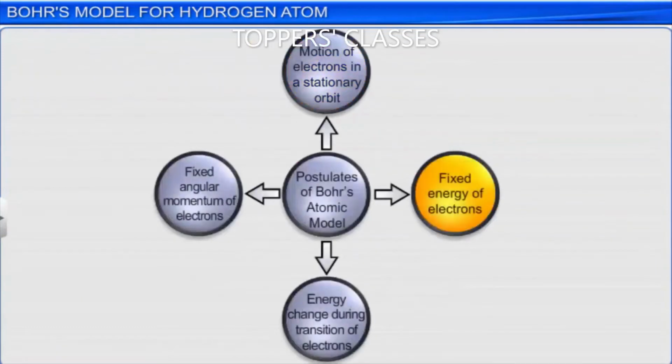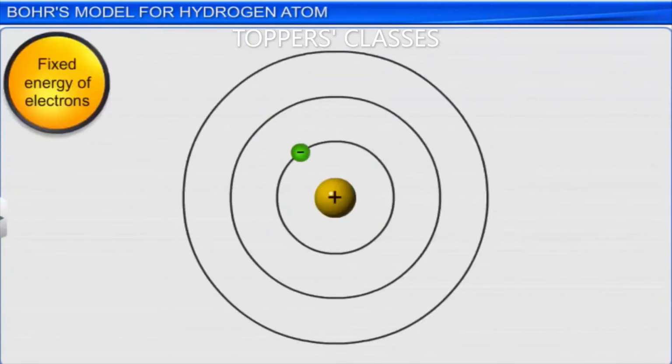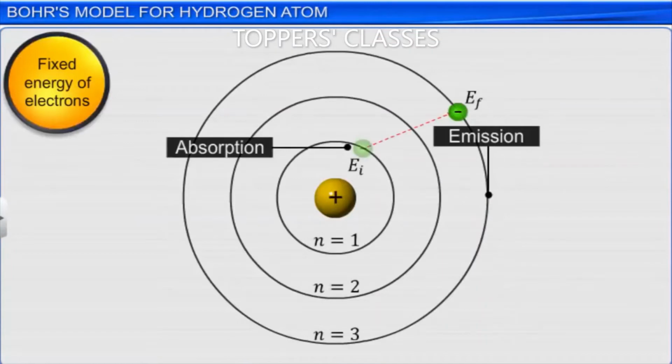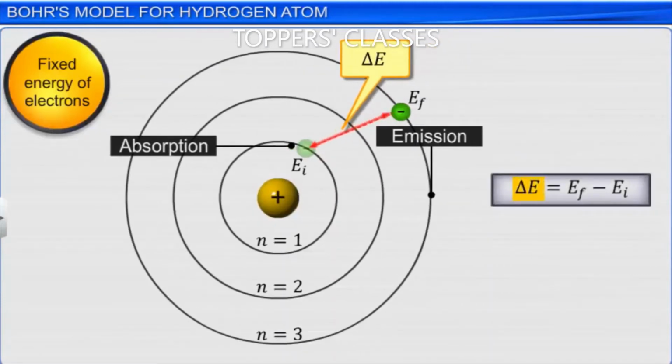According to the second postulate, the energy of an electron in the orbit remains constant until the electron absorbs energy to jump to a higher orbit, or releases energy to move to a lower orbit. So each emission or absorption of radiation energy represents the electron transition from one stationary orbit to another. The energy difference between the two orbits is given by the equation ΔE = E_final - E_initial.